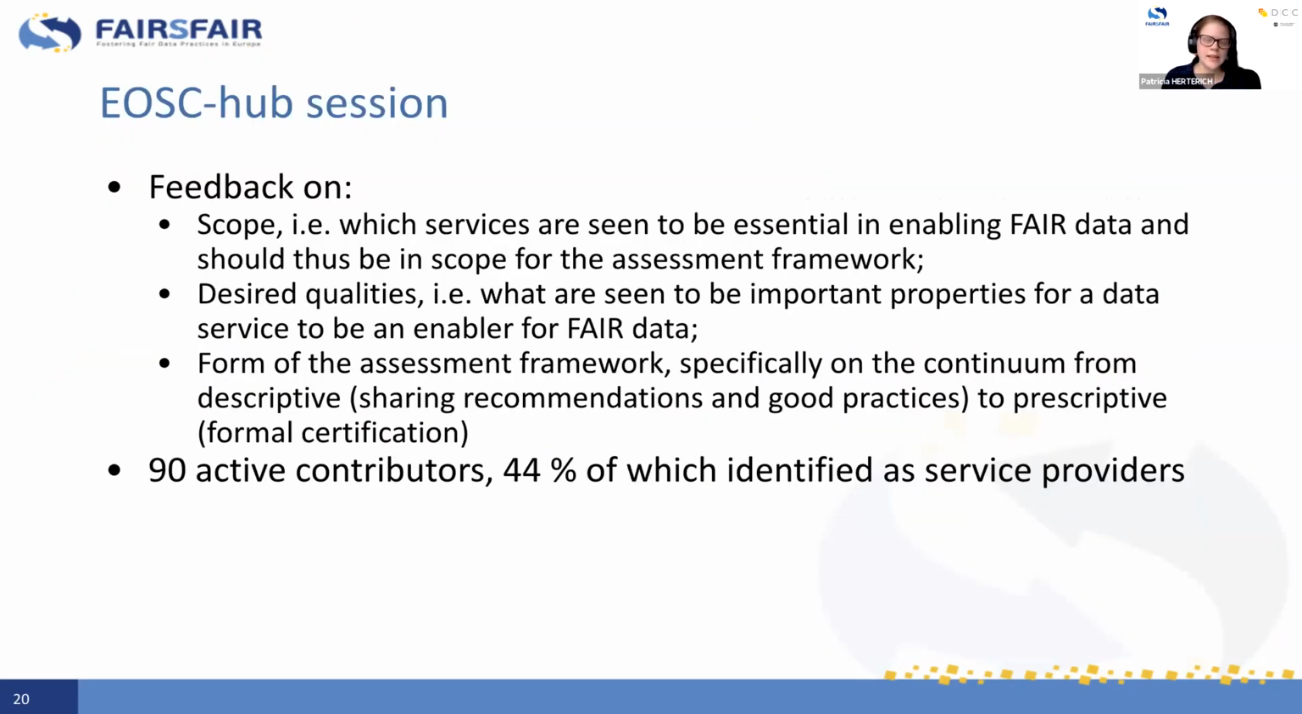And the last bit that we looked at was that EOSC-hub session that we ran, where we presented some of the early work that Hilke has given you a quick look at in the introduction. And then in the interactive part, gathered feedback on the scope, that is the type of services that are essential to enable FAIR data, and that should be in scope for being assessed by this framework. And the desired qualities for a service that help enabling FAIR data.